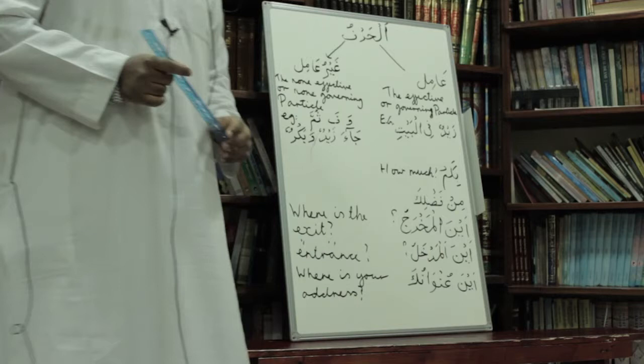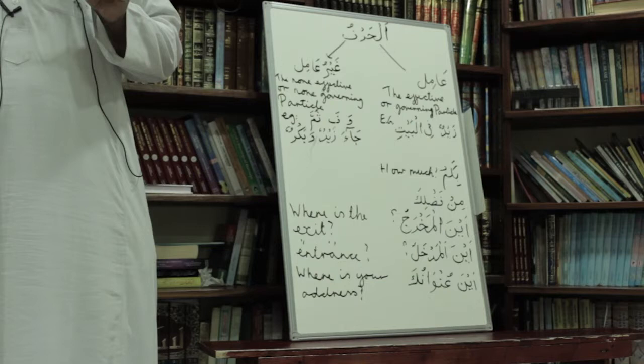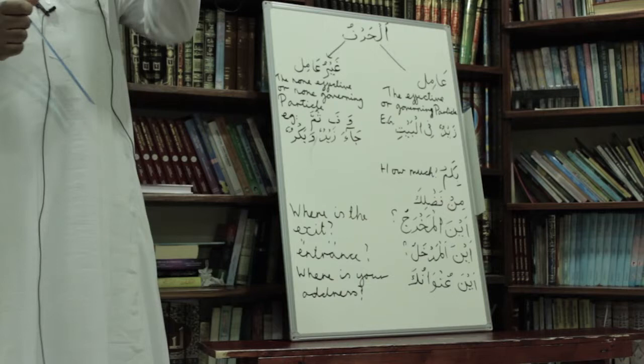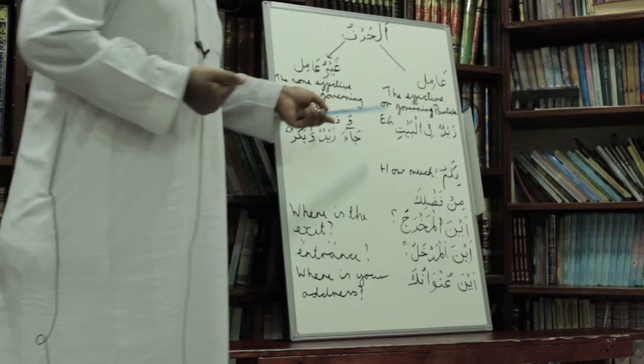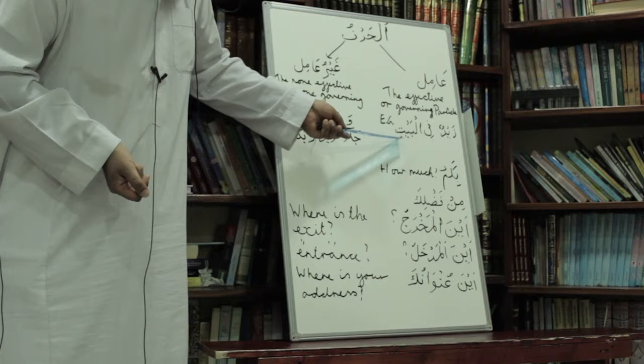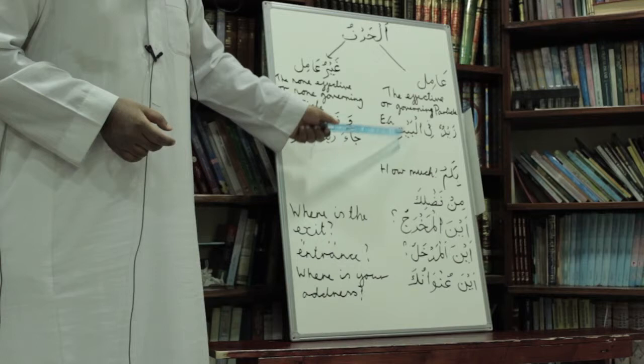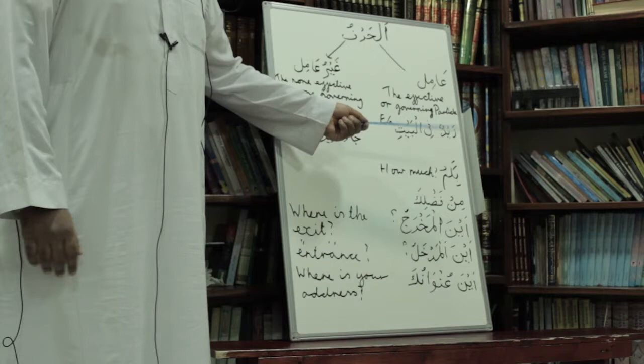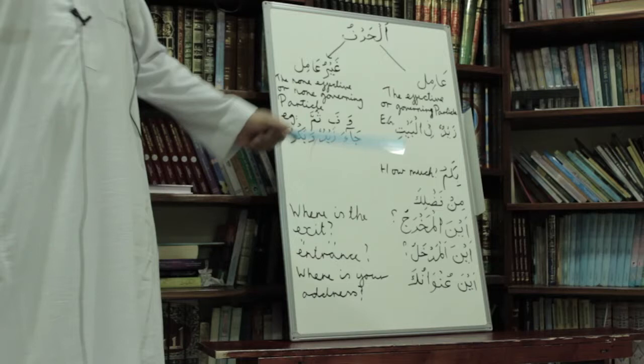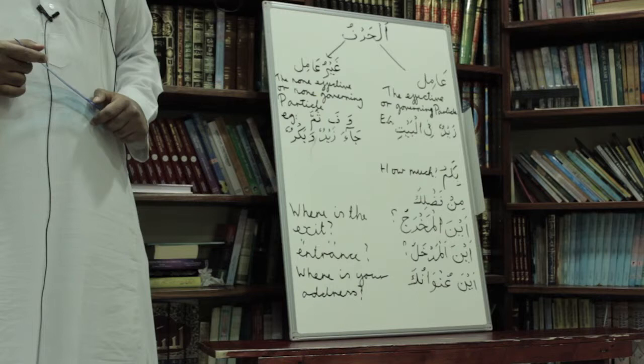Now, normally all words come in the state of Rafa, meaning in the state of Dhamma. You know Rafa? Fatha, Kasra, Dhamma. Another word for Dhamma is Rafa. But as you can see here, it's got a Kasra on it. Can you see it? So what changed it from Dhamma to Kasra? It was this fi here. Because this particle fi had come, it changed it from Dhamma to Kasra. So this is called an effective or governing particle. It governed the word after it.